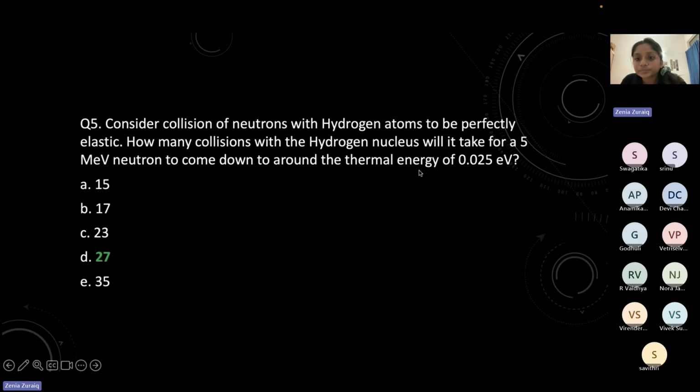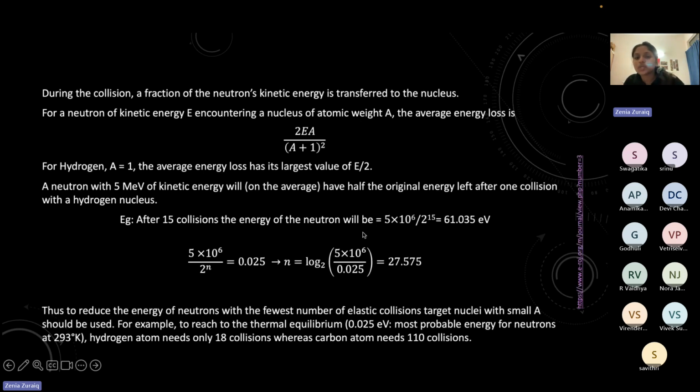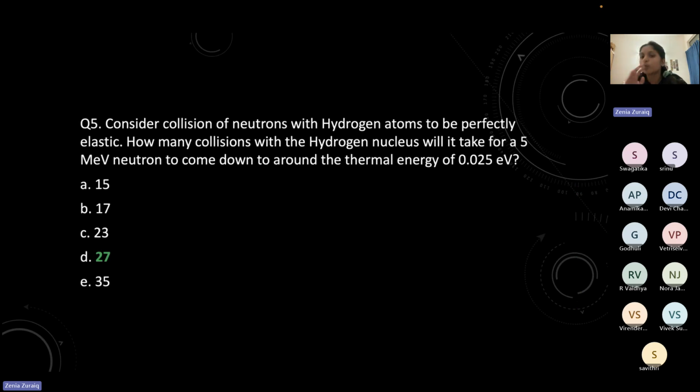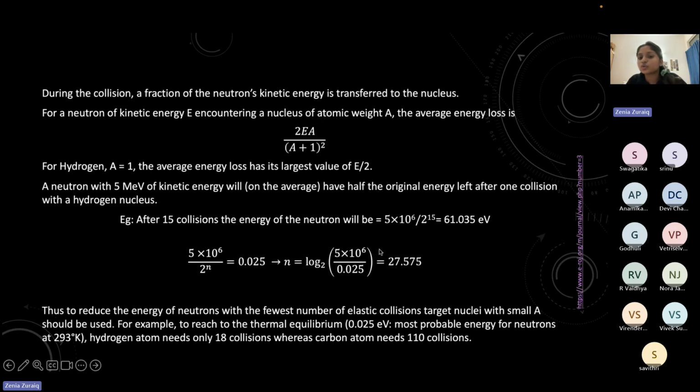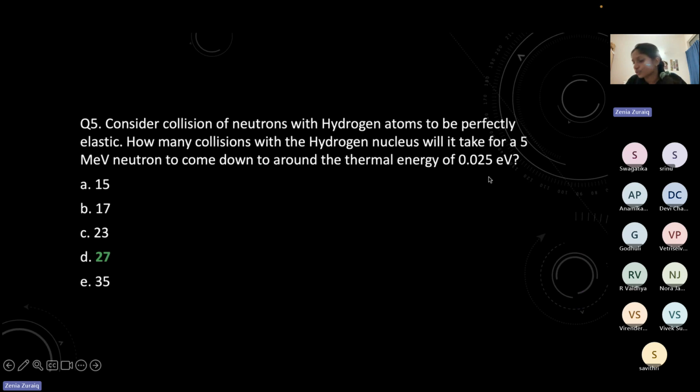For 5 MeV to come down to not even 1 MeV, but 1 eV, you might think a lot of collisions are needed. But if you actually do the calculation, this is how we do it. Basically, I have to find N. So we take the log base 2 of this entire quantity, and that comes to be 27.5. Of course, we can't have 27.5 collisions, so the answer is 27. Around 27 collisions takes you close to 0.025 eV.